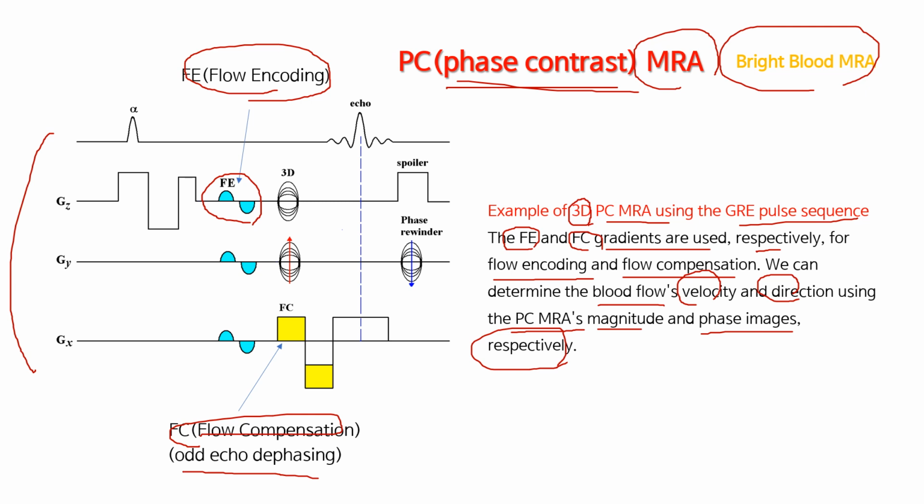So from the magnitude image, we can obtain the velocity of the flowing blood, and from the phase images we can get the information of the direction of the flowing blood. Okay.